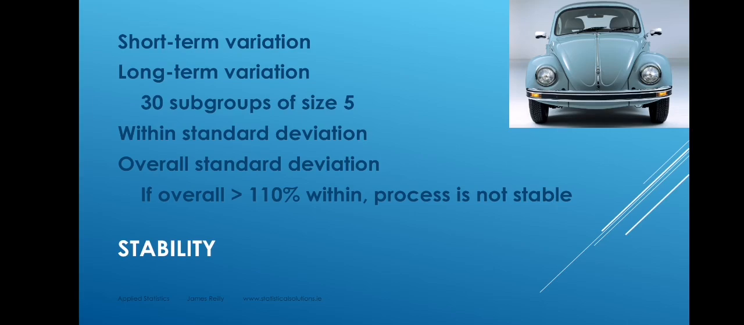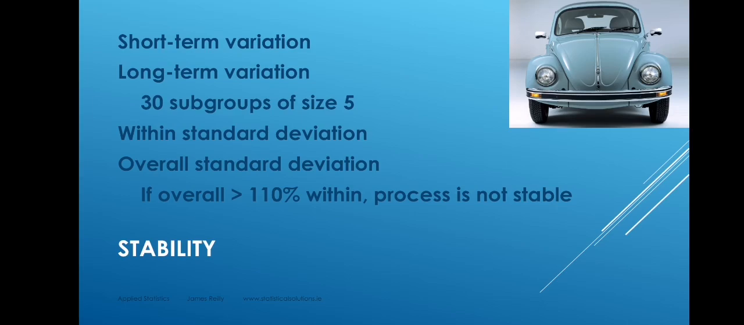This way of collecting 30 subgroups of size 5 is standard practice when we're assessing the capability of a process, and this is a good sample size for this purpose. We don't usually need any more data than this.